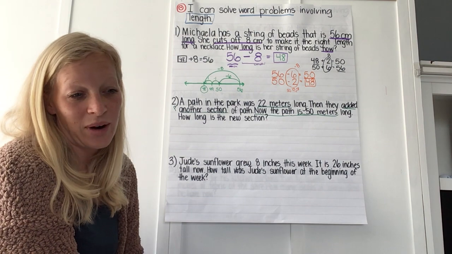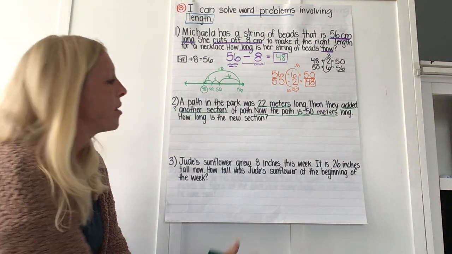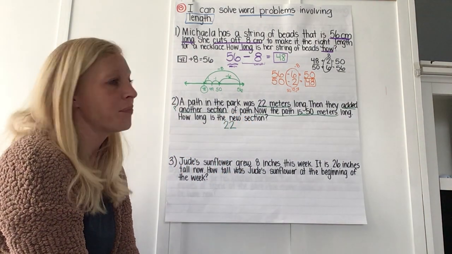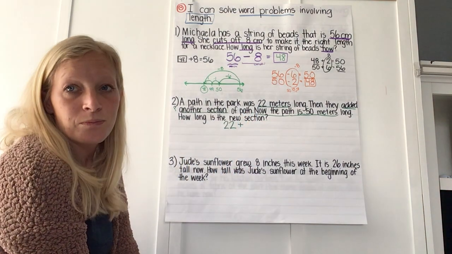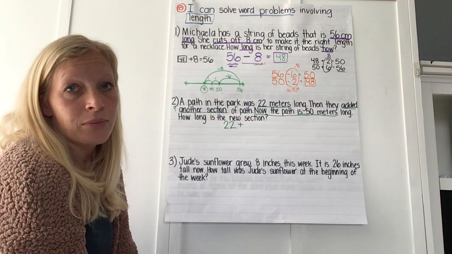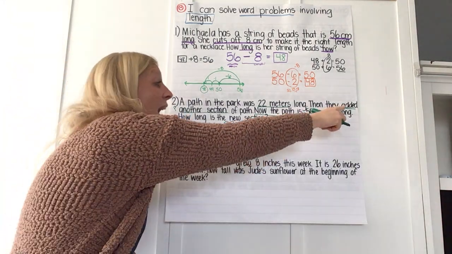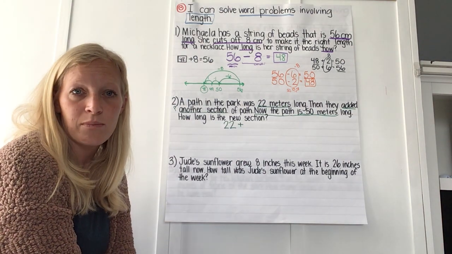What equation could we write to match this story? What would I write first? 22. Okay, then what? Why are we adding? Okay, we're adding because we got another section. They added another section. What are we going to put after this box, after this plus sign?